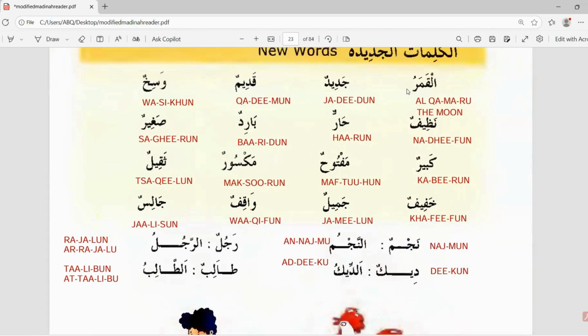Al-kamaru, the moon. Remember, kamarun was moon. Jadidun, new. Qadimun, old. Wasikhun, dirty. Nadifun, clean. Harun, hot. Baridun, cold. Saghirun, small.